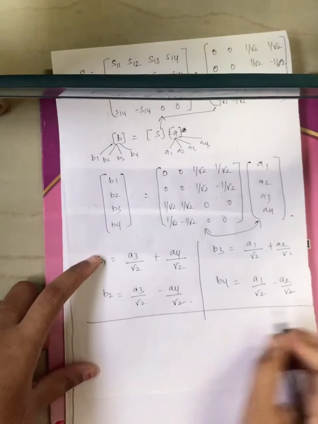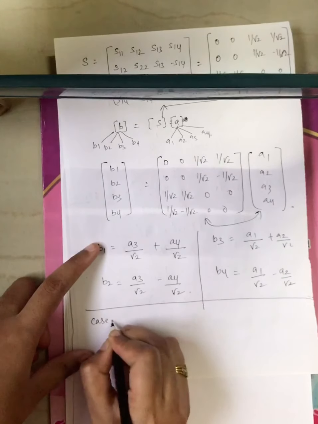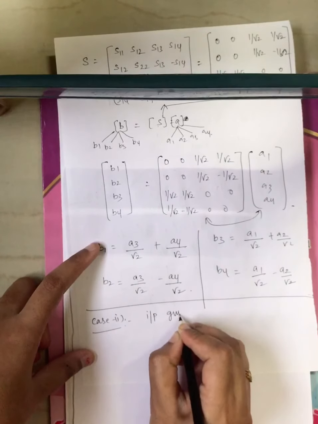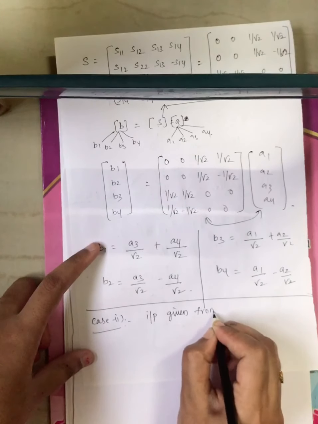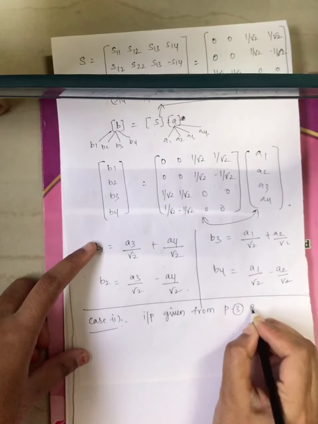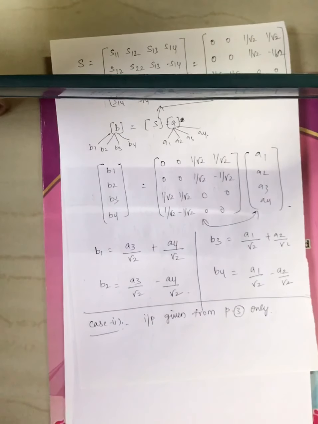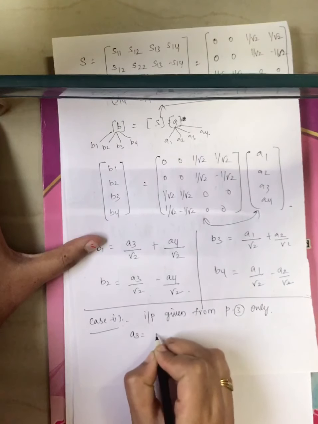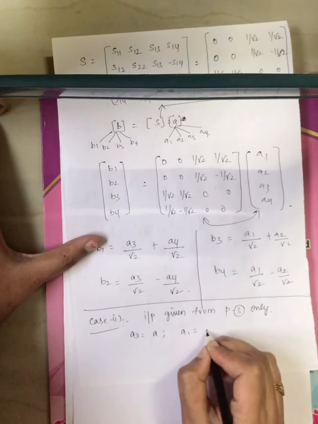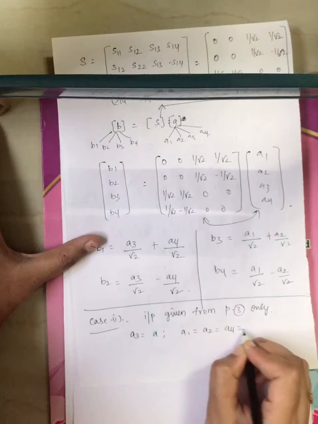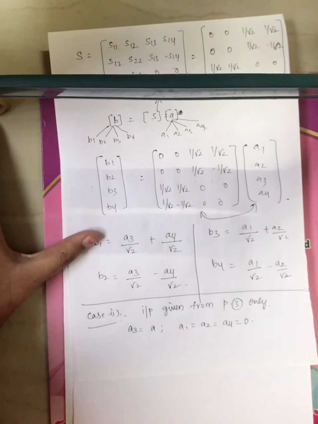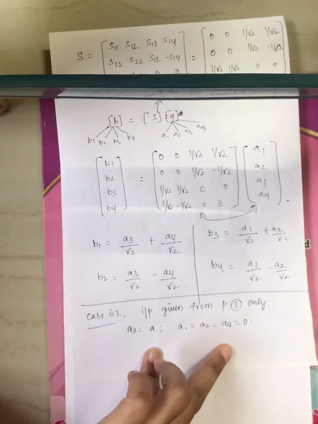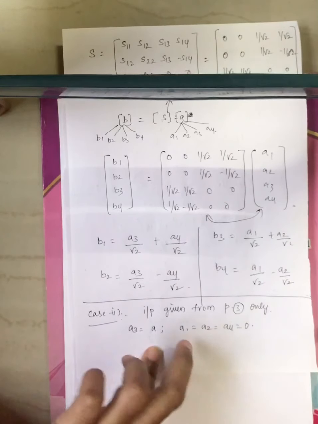Now consider case 1. Input given from port 3 only, that is A3 equals A, and A1 equals A2 equals A4 equals 0. You are giving input power from port 3 only, that is A3 equals some amount of power A. You are not giving any input power from port 1, port 2 and port 4, that's why those are 0.